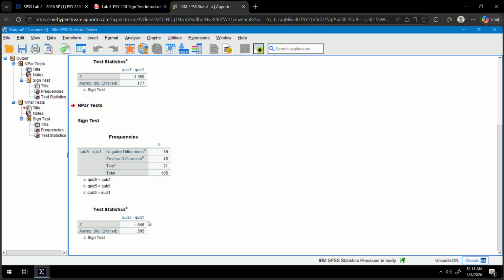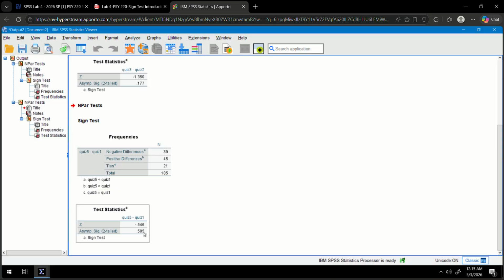When I do the normal approximation, I get negative 0.546. And even if we do a one-tail test here, where quiz 5 is greater than quiz 1, if you divide 0.585 in half, we get 0.2925. That's much greater than 0.05. So we once again fail to reject the null, and we conclude that there's no difference between quiz 1 and quiz 5. So whatever we're doing between quizzes to try to raise the scores is not working in all of these scenarios.